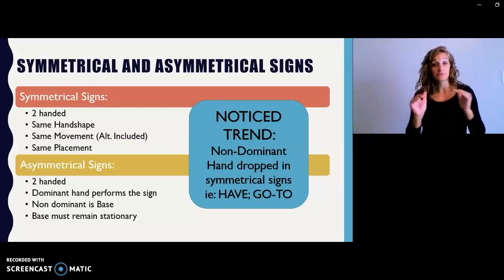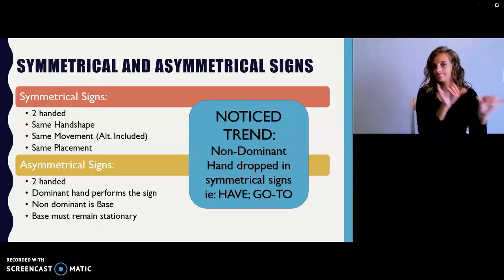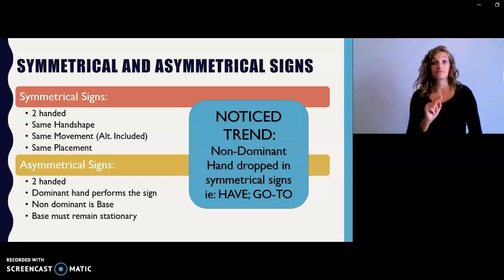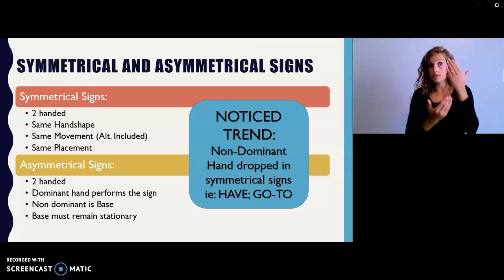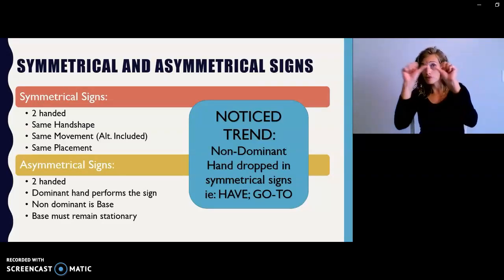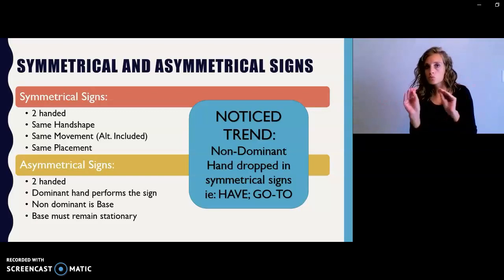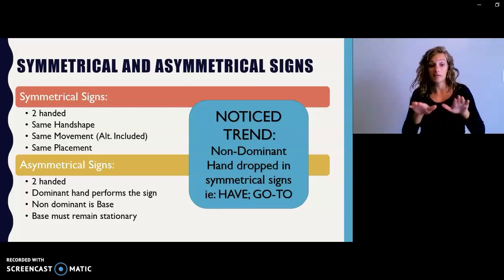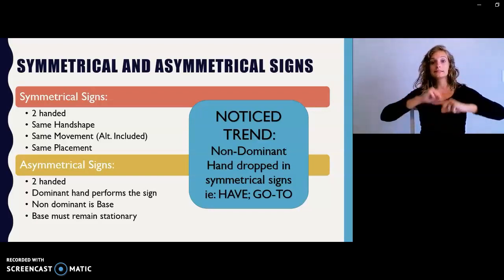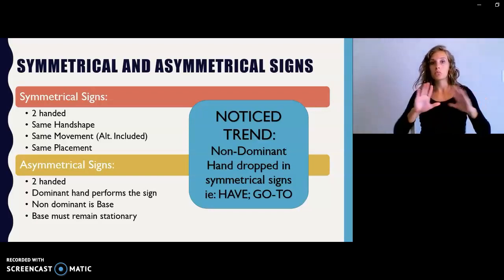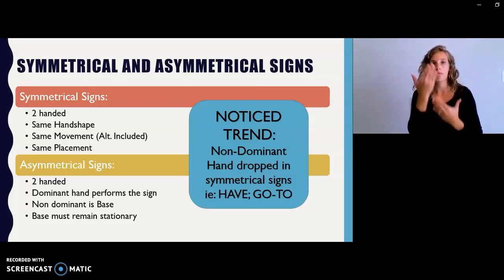Our next two types of signs are called symmetrical and asymmetrical signs. So first we have symmetrical signs. These are our two-handed signs that use the same hand shape, the same movement, and they also have the same placement no matter whether they're facing up or down. So a couple of examples of symmetrical signs are teach, sign, and language. So all of these are symmetrical signs because both hands are doing the exact same thing.